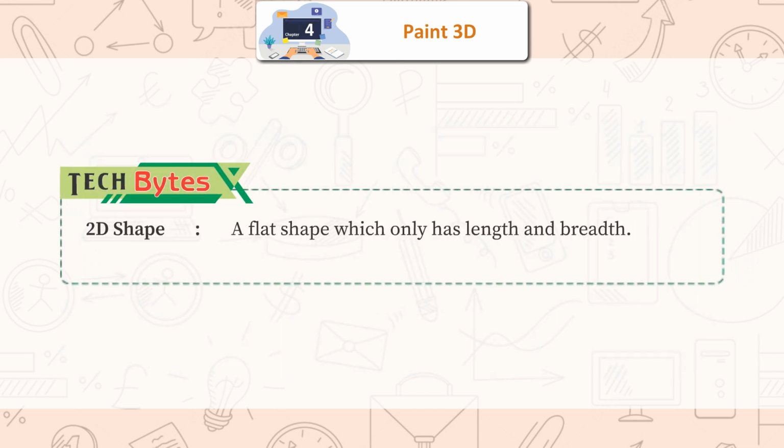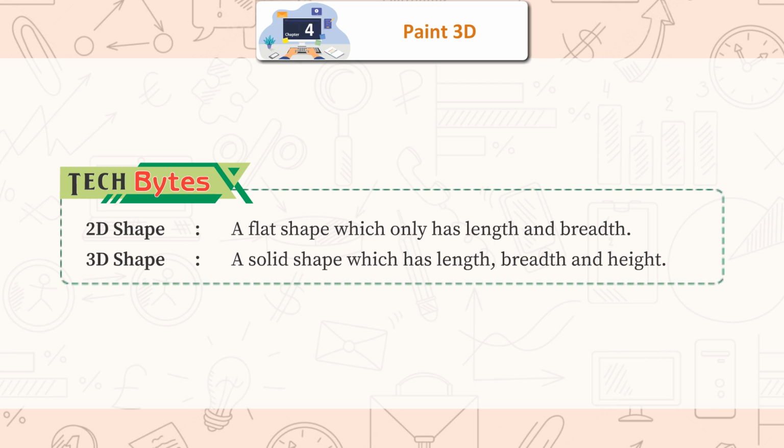Tech Bytes. 2D shape, a flat shape which only has length and breadth. 3D shape, a solid shape which has length, breadth, and height.